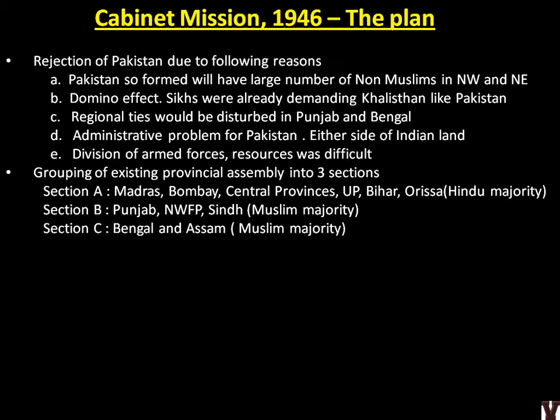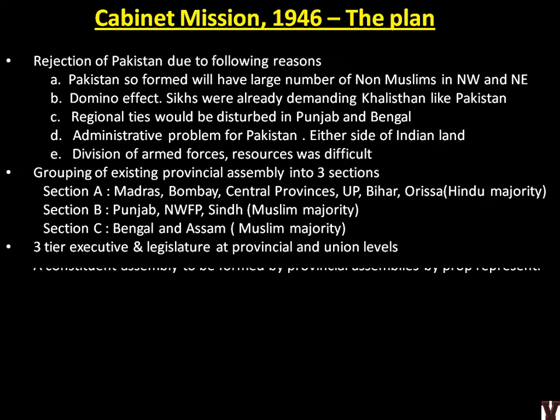So Bengal, if you see, it is not just East or West Bengal, it is the whole of Bengal. So obviously that is a problem which will come up later. We'll see a 3-tier executive and legislature at provincial and union level. So 3 tiers, 3 levels, like we have now in India.